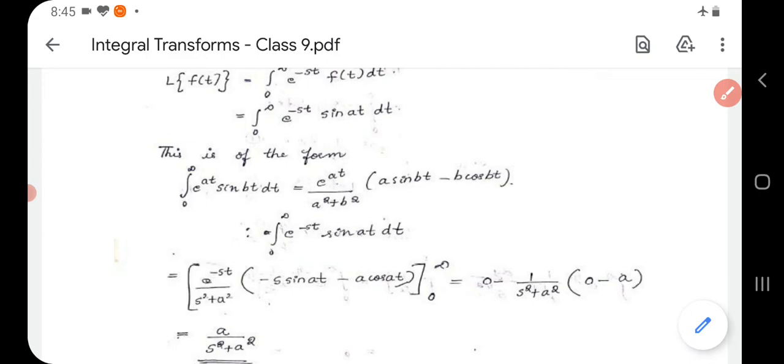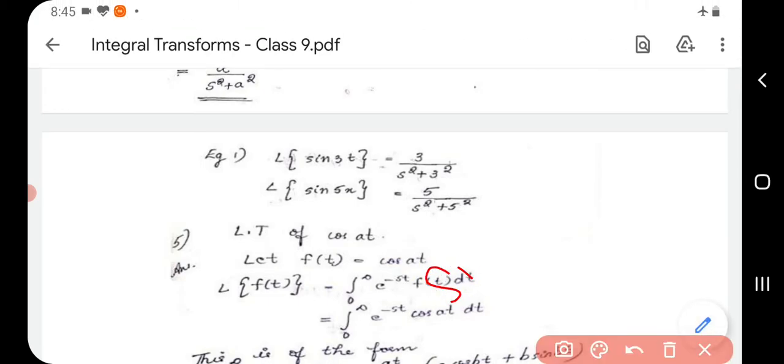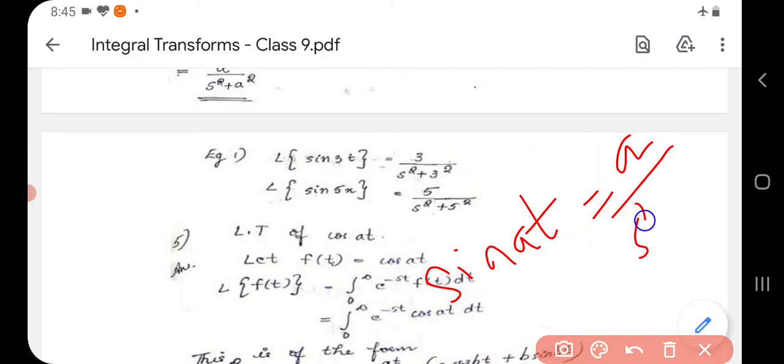So your question will be this: Laplace transform of sin 3t. It is of the form sin at. You identified the form. What is the formula? a by s square plus a square. Here what is your a? It is 3. So 3 by s square plus 3 square. Write it as 3 square itself. Don't write it as 9.